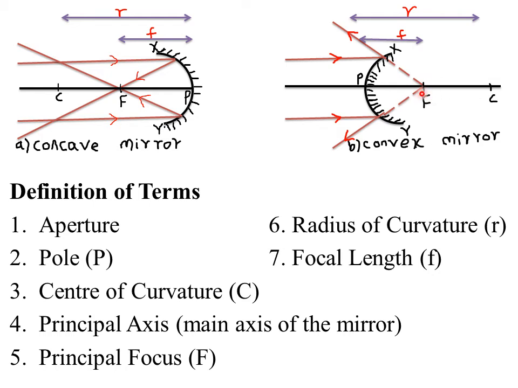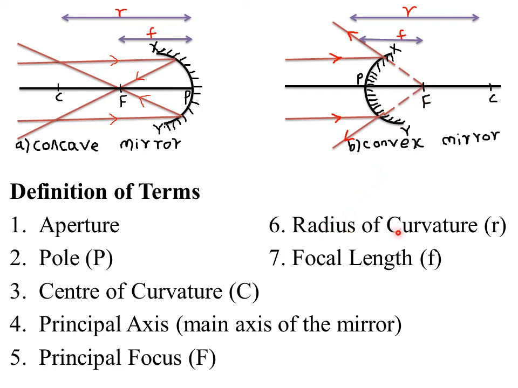Then there is a point where all these rays appear to be emerging from. So the point at which all rays parallel and close to the principal axis appear to diverge from after reflection by the mirror is what we are calling the principal focus. So the principal focus for the case of a convex mirror simply refers to a point where all rays close and parallel to the principal axis appear to be diverging from after reflection by the mirror.